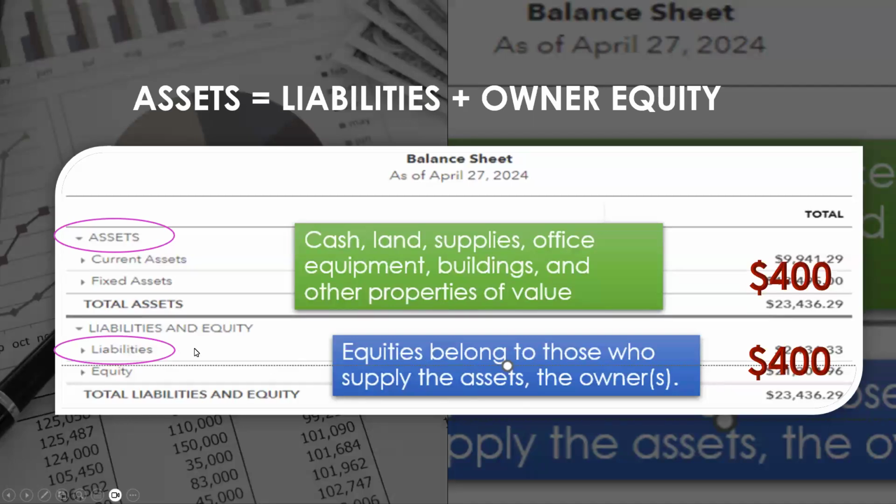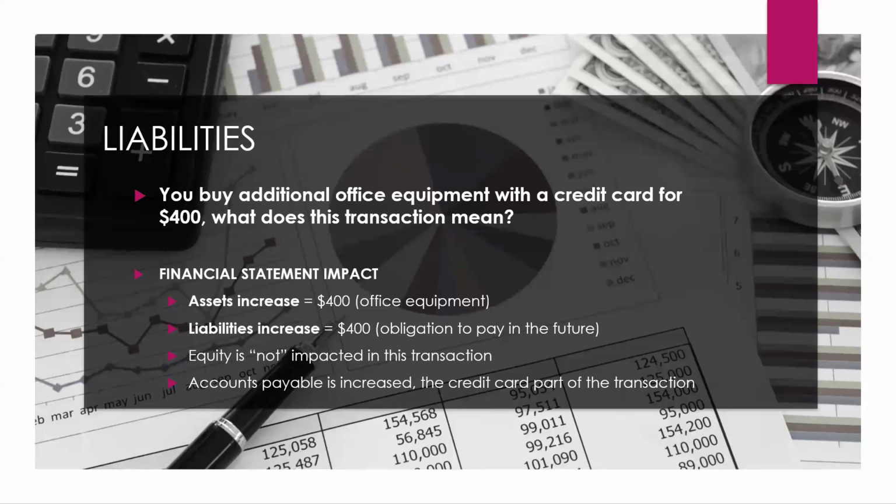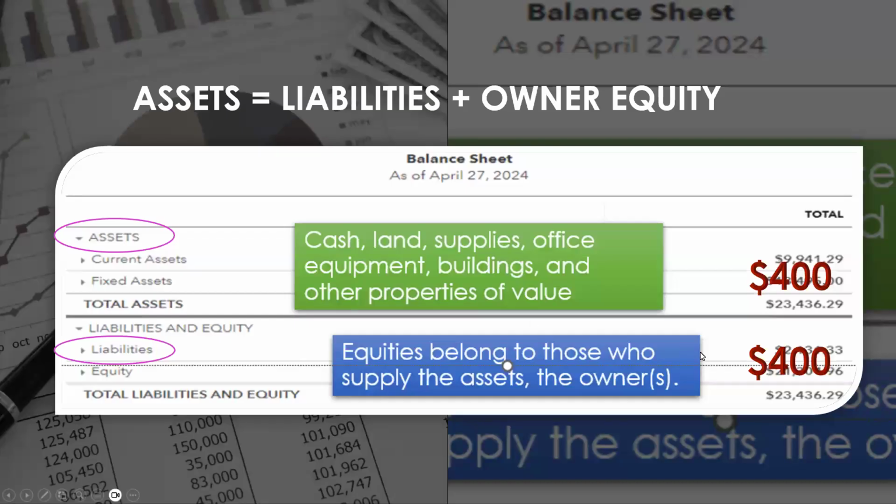But liabilities are essentially credit cards, things that you're liable for, or obligations to pay in the future. You have a liability to pay that credit card $400 in the future if you buy office equipment with the credit card.